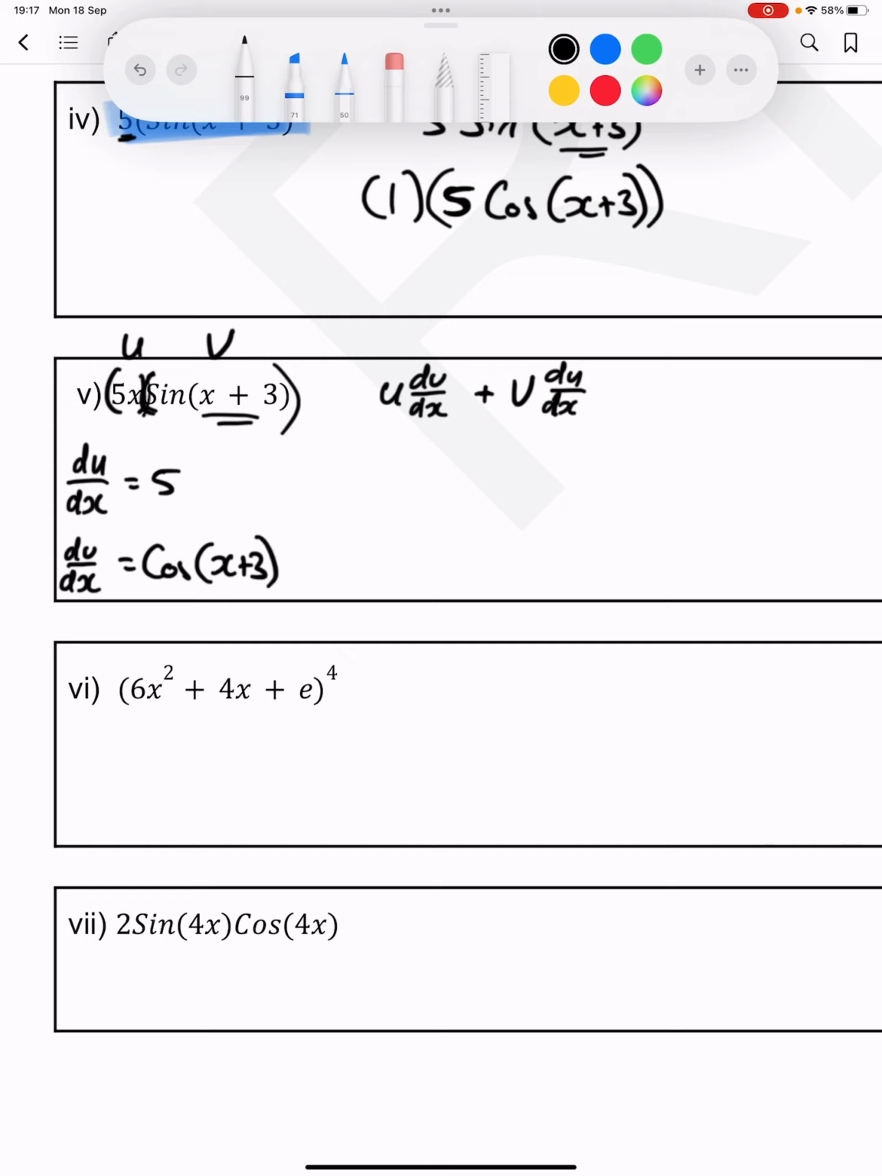Okay, we'll try and apply all that back in then. So there'll be a little bit of stuff here. So it's 5x, that's my u. dv dx is cos x plus 3 plus v, which is sine x plus 3 times by du dx, which is times by 5. Okay, and that's how you'd write that one there. That's the derivative of that function.